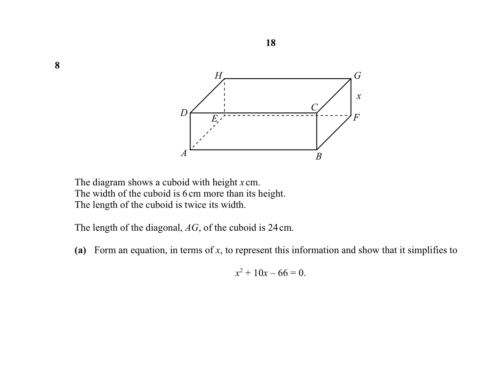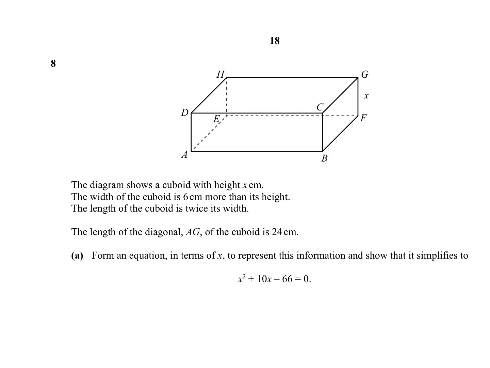Okay, first thing. The diagram has a cuboid. The height is x. The width of the cuboid is 6 cm more than its height. The length is twice its width. So first width is here, 6 cm more than its height, so this is x plus 6. And then the length, this one is double, so it's 2x plus 12. So this is all that they have told me.